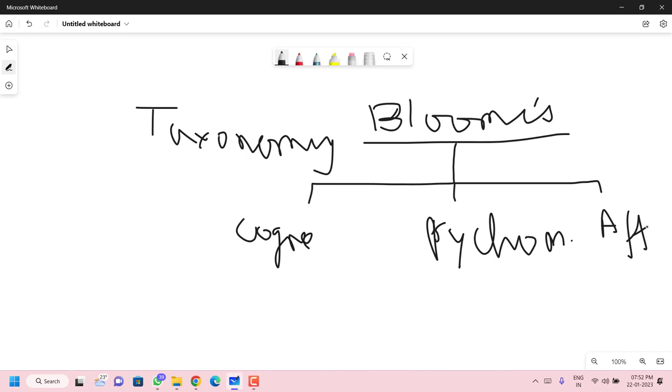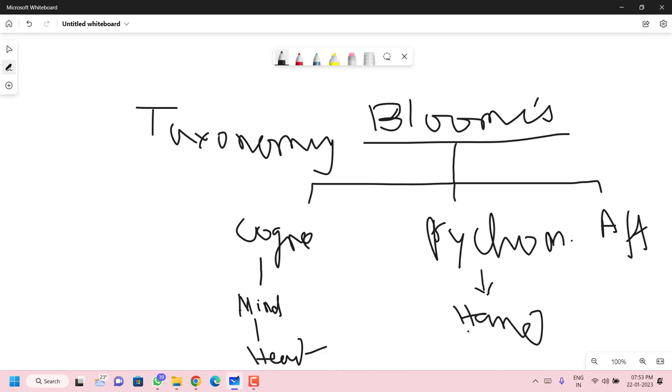That is, the cognitive, the psychomotor, and the affective. You can remember this like that. Cognitive is the mental processes, that is the mind, and the mind is in our head. So you can remember that cognitive is related to the head. Psychomotor: most of the work we do by hand. Lots of work we also do by foot, but most of the work we execute by hand. So you can remember it by hand.